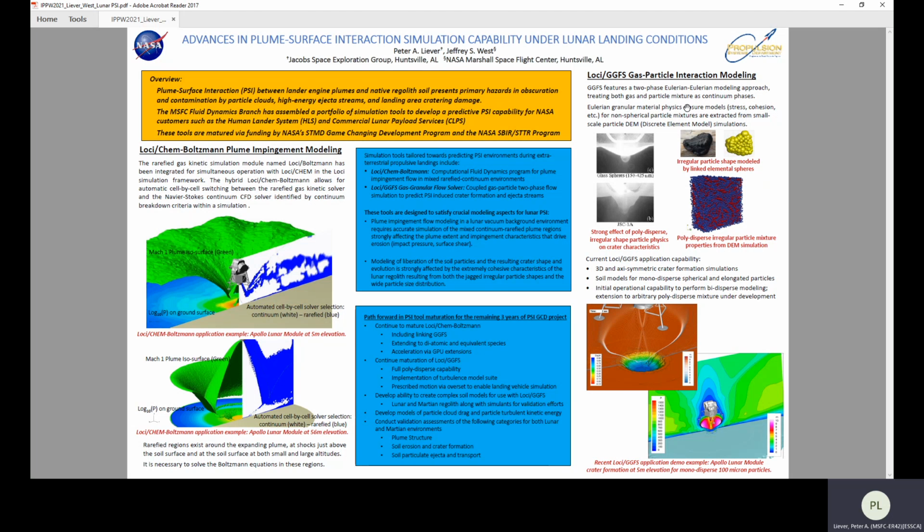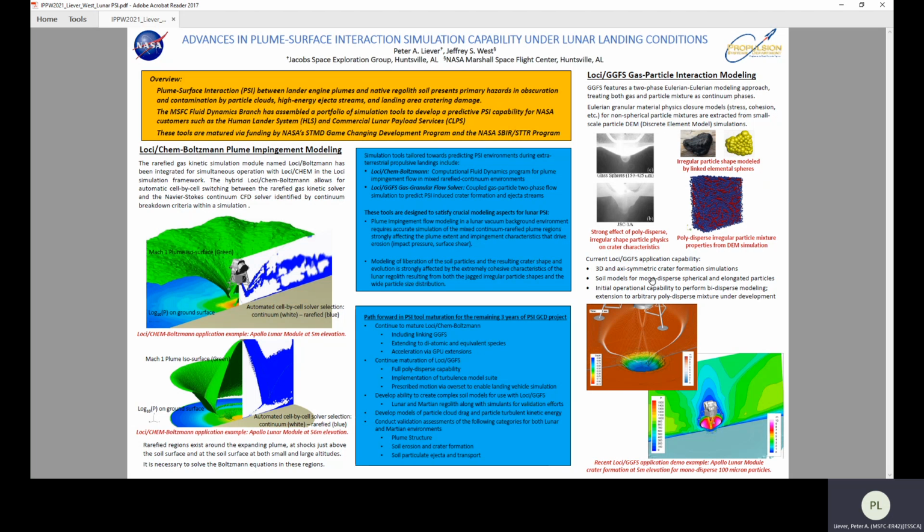On the right-hand side, we see the current capability of the gas granular flow solver simulations. The first part of this process requires the prediction and capture of characteristics of the irregular shaped particles, which is done through discrete element model simulations of the irregular particle shapes, which are modeled by glued together spherical particles. The resulting characteristics of these simulated jagged particles are captured in a database and applied in the simulation.